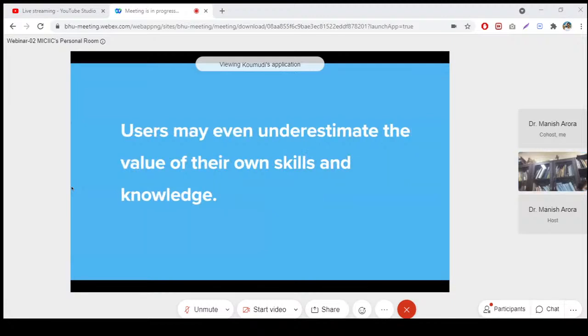Even when managers are not present, the users themselves may not be able to articulate their knowledge or what they need and desire from the new technology. They may even underestimate the value of their own skills and knowledge.